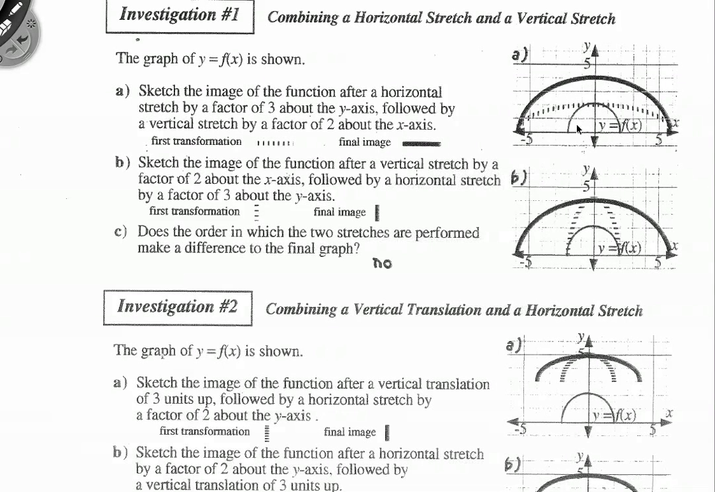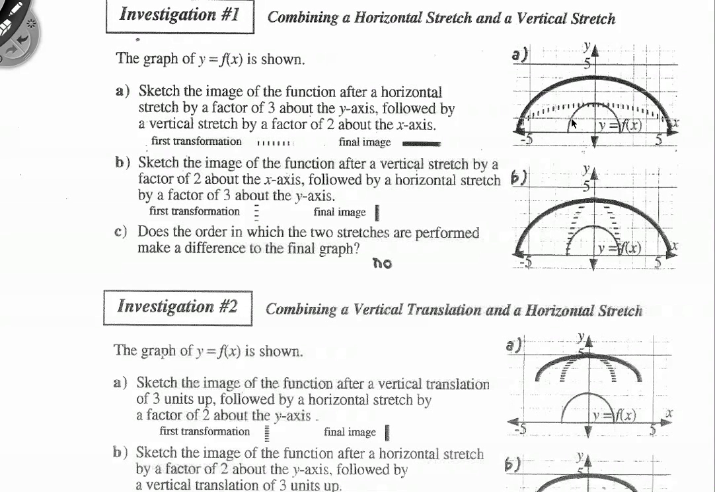So if it's horizontal by 3, this is at 2, it now goes to negative 6, from negative 2 to negative 6, and from 2 to positive 6. This is now followed by a vertical stretch by a factor of 2 about the x-axis. So vertical stretch, heights are affected, so if it's by a factor of 2, anything at a height of 2 goes to a height of 4, and so on.